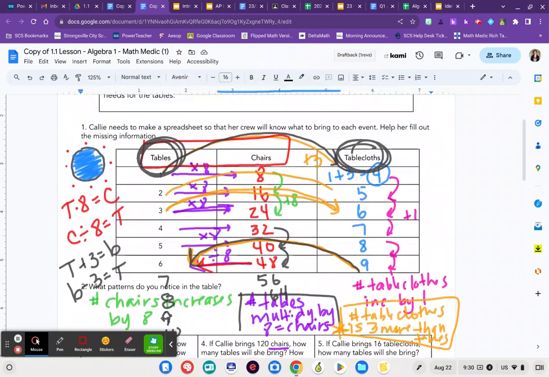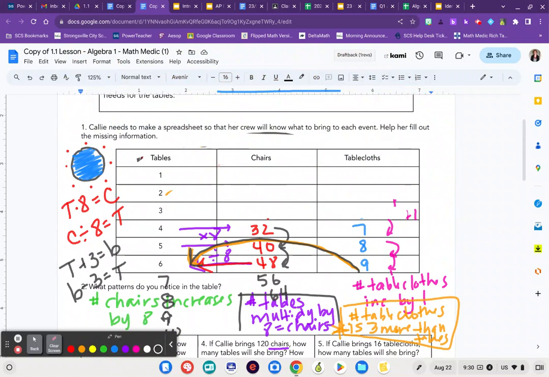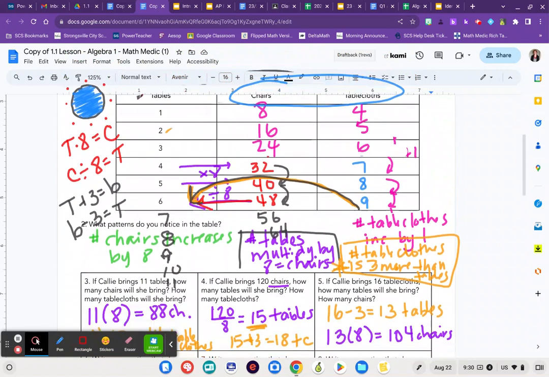All right, so we have a lot happening up here. I'm going to erase a little bit here, okay, and see if we can make sense of this. Okay, so just going to toss these numbers back in here. We had 8 and 16 and 24, and we had 4, 5, 6. Okay, I want the relationship between chairs and tablecloths. Well, let's go back down to problem 5 and see if 5 can help us.